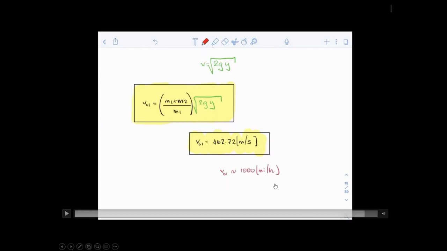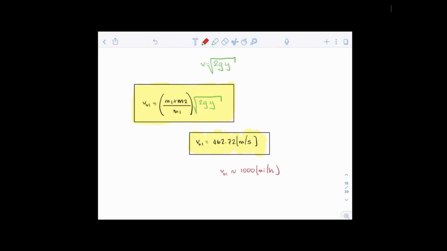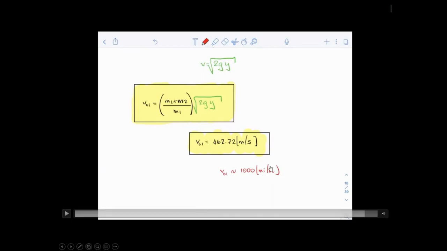So in terms of miles per hour, it's 1,000 miles per hour. You see, now I can relate to it. So my next question to myself is, does this make sense? Of course it does. All right, bullets travel faster than the sound. I have an idea of how fast the sound travels, it's 773 miles per hour. So this is 1,000 miles per hour. I go, okay, so it makes sense.